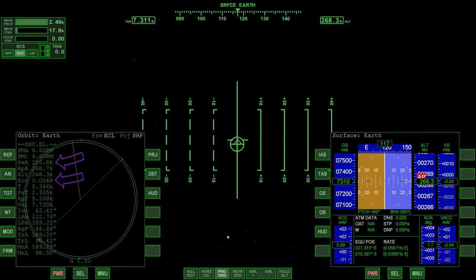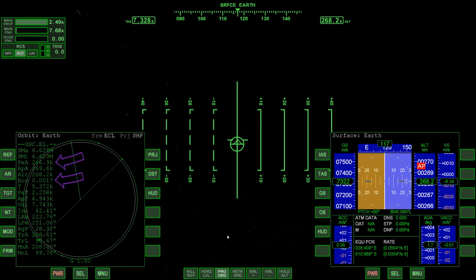There's 200. Okay, it's going to reach 270. I'm going to slowly back down on it. And I will actually turn it down because we went way past our apoapsis point right here. But our eccentricity has gone down to 0.0015.